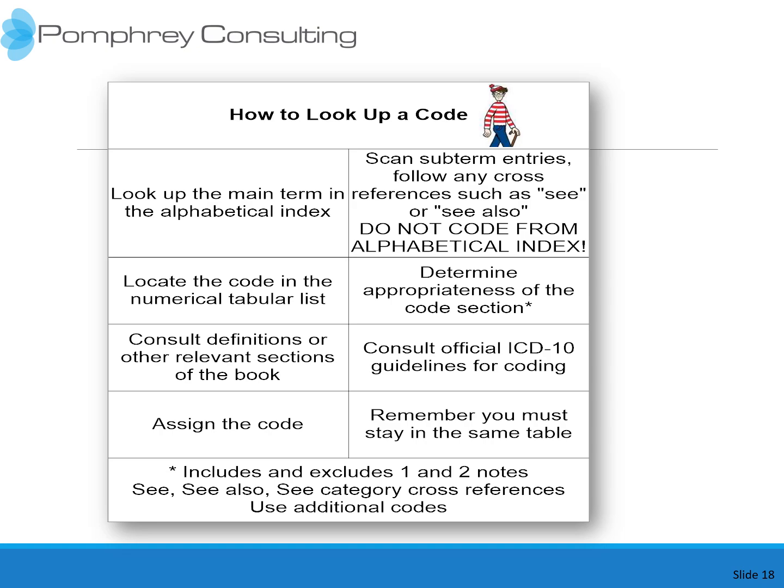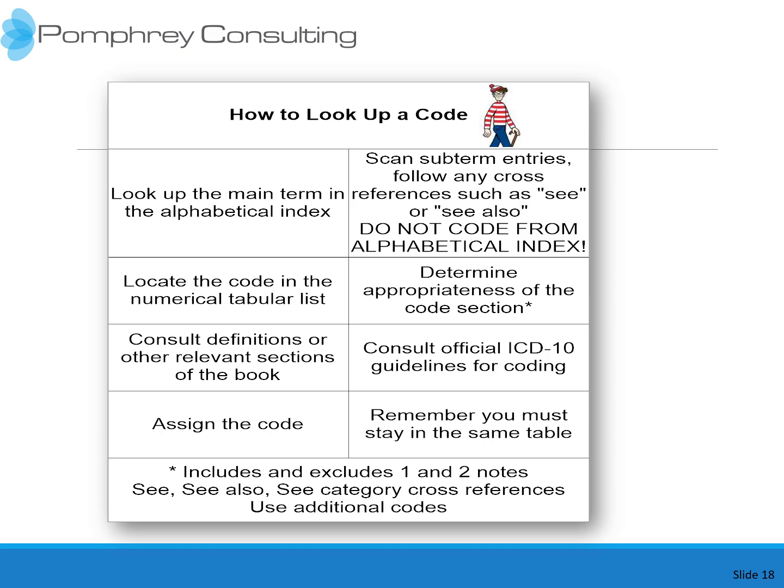So once you find that code within the alphabetic index, you're going to go to the tabular list and look for that code. We're going to talk about some of the key things to look for in the tabular around instructions and other additional rules to follow to build the code to the highest level of specificity. And that means if you're going out to the 7th character. Also, consult any definitions or guidelines, and we're going to talk about what those guidelines are.